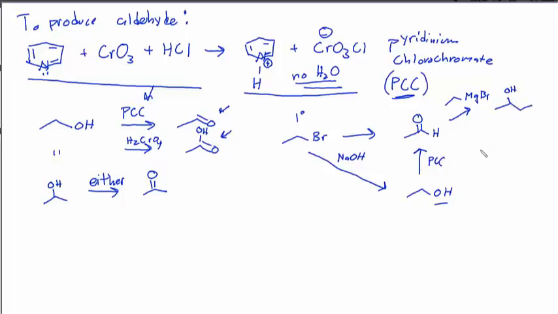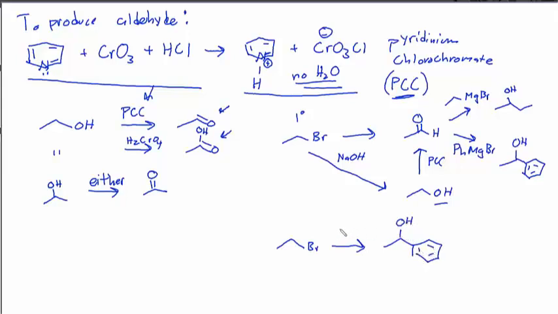A secondary alcohol. What if I reacted that with phenyl magnesium bromide? I would end up with this compound. Another secondary alcohol. So now we've just created a short synthesis that you should be able to solve at home or modify to create your own short synthesis. This would be a great quiz or exam question. How can I get from ethyl bromide to this secondary alcohol?